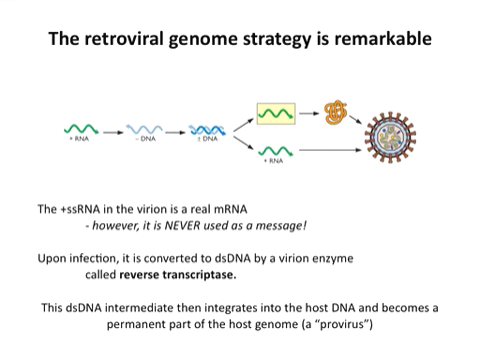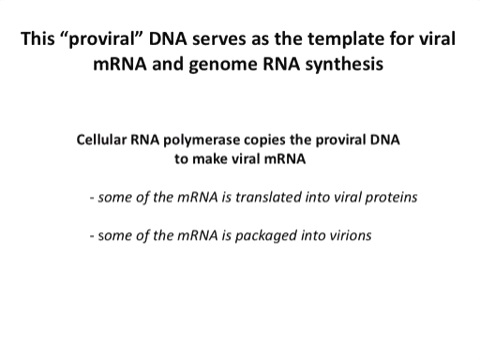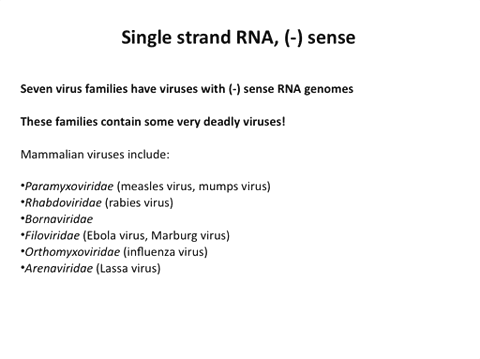And all these processes we're going to talk about in great detail. So the proviral DNA serves as template for viral mRNA and genome RNA synthesis. The RNA polymerase, as I've told you, copies the proviral DNA to make mRNA. Some is translated into proteins, and some is packaged into virions.